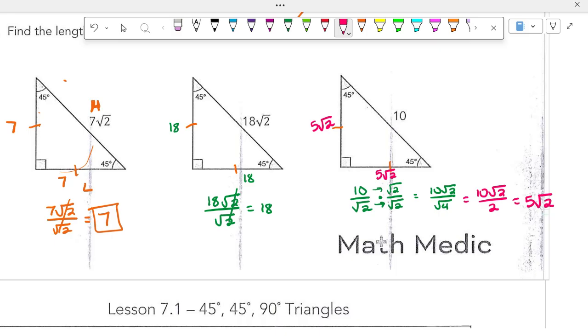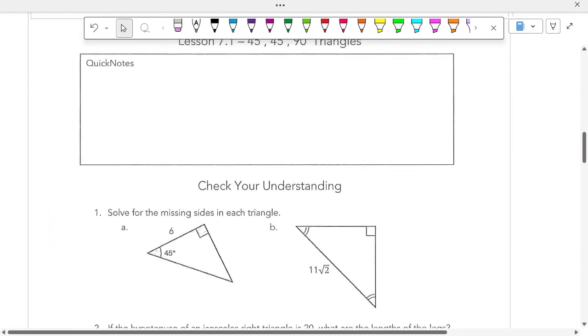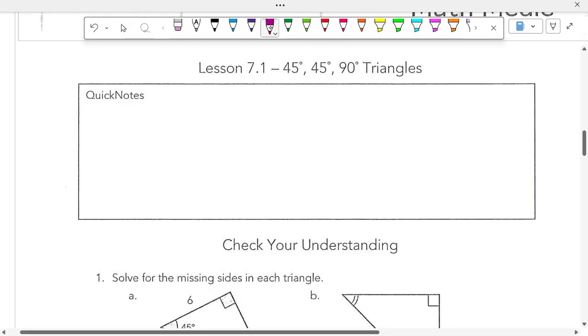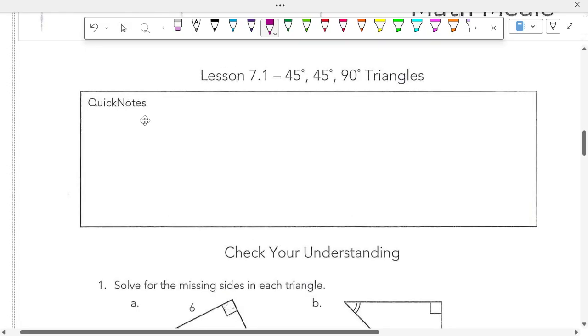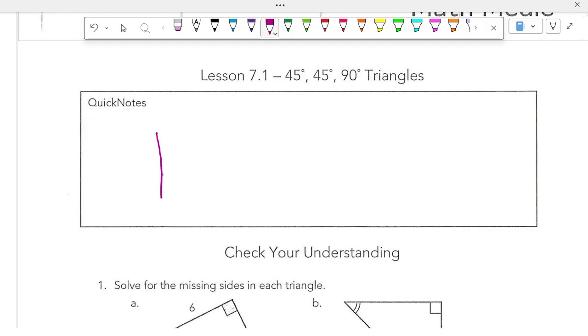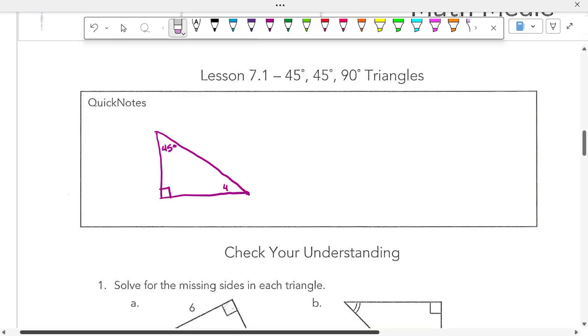So this is always true with 45, 45, 90 triangles. So the takeaway from this is, if you have a 45, 45, 90 triangle, it means you have a right angle and two 45-degree angles. And those angles will be congruent. All right. Here's the hypotenuse. Here's the two legs. And remember, those two legs are also congruent.